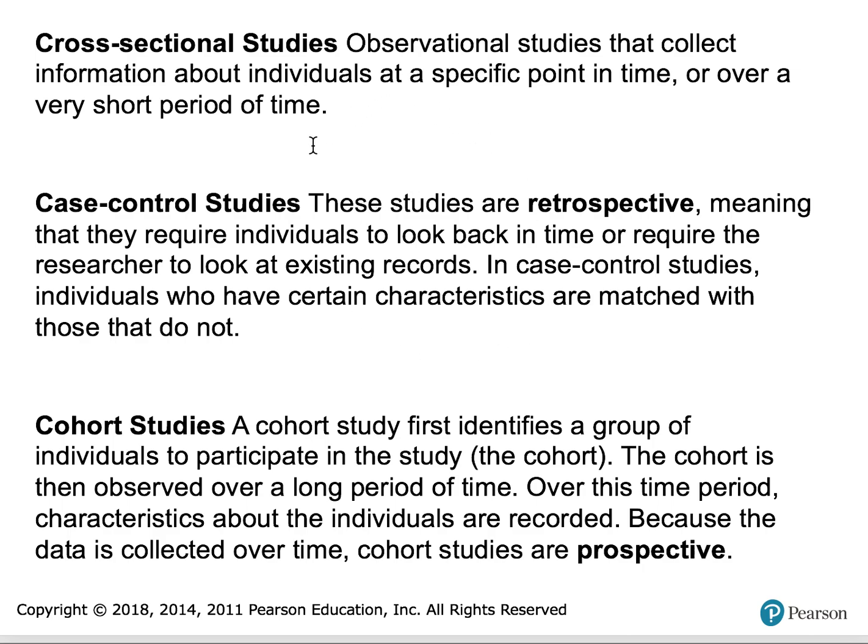Okay, so now we've got three major categories of observational studies. We've got the cross-sectional studies. These are observational studies that collect information about individuals at a specific point in time or over a very short period of time. Case control studies.